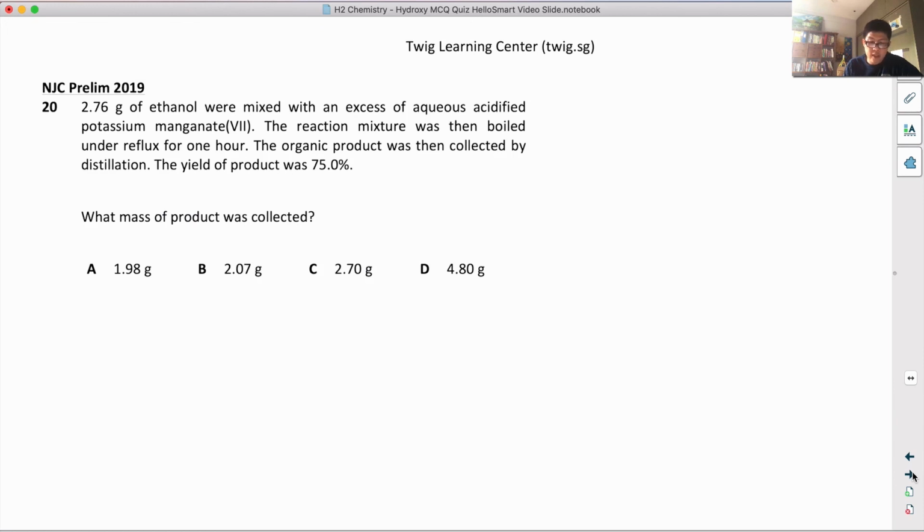Ethanol was mixed with excess acidified potassium manganate. The reaction mixture was then boiled under reflux for 1 hour. The organic product was then collected by distillation. The yield of the product was 75%. Under reflux means the alcohol will be converted completely to a carboxylic acid. The primary alcohol will be oxidized all the way to carboxylic acid.